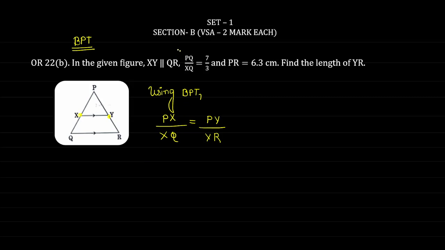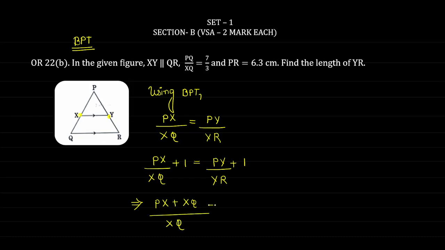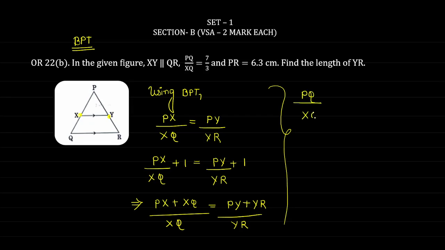So that is the statement for the BPT or Thales theorem. Okay. Now see here, PX is not given to us, PQ is given. So in this situation, there is one more conclusion that we draw from BPT or Thales theorem. Let's add 1 to both sides. Both are fractions, we can do that, right? So what will happen here? PX plus XQ divided by XQ is equal to PY plus YR divided by YR. PX plus XQ, that is nothing but PQ divided by XQ.